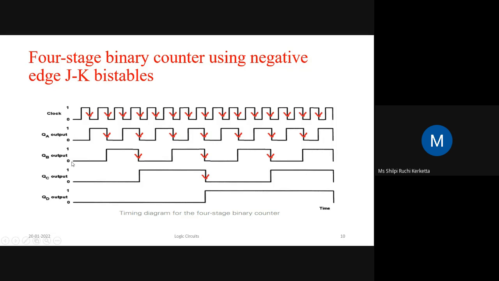So initially we will give a 0. We can see this is the first negative edge triggering, so it will flip from 0 to 1. Here is the second negative edge triggering, so it will change from 1 to 0. And this is the third, so it will change from 0 to 1.